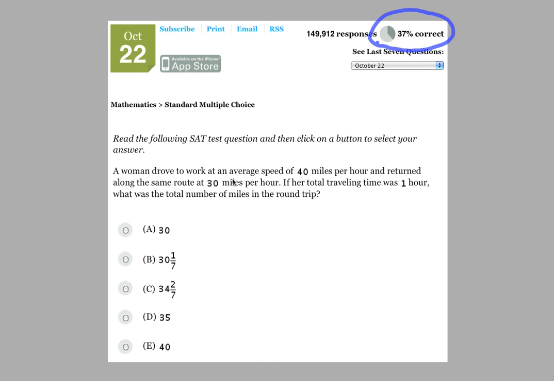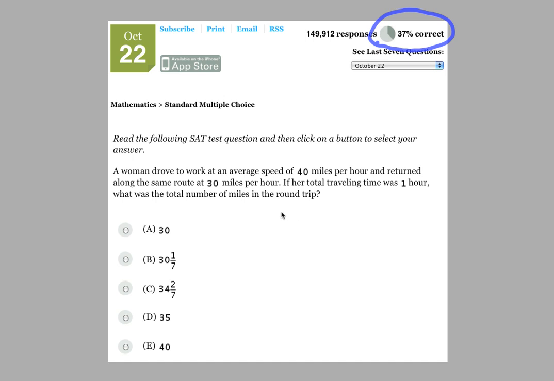A woman drove to work at an average speed of 40 miles per hour and returned along the same route at 30 miles per hour. If her total traveling time was 1 hour, what was the total number of miles in the round trip? Okay, so she goes there at 40 miles an hour, she comes back at 30 miles an hour, right? And so what was the total number of miles?